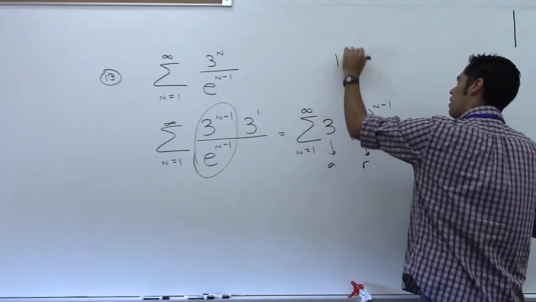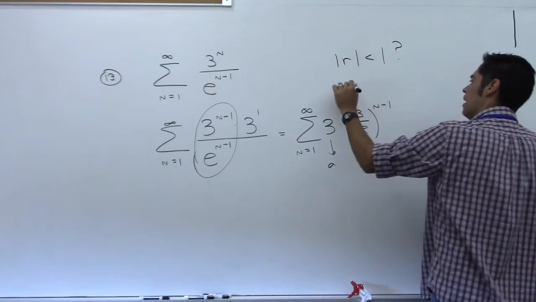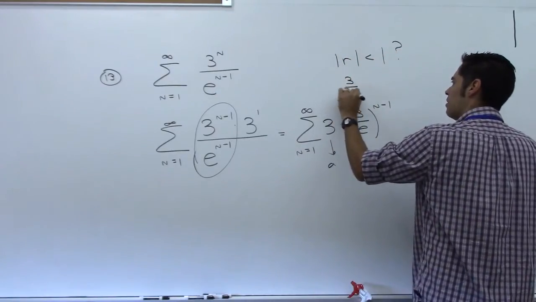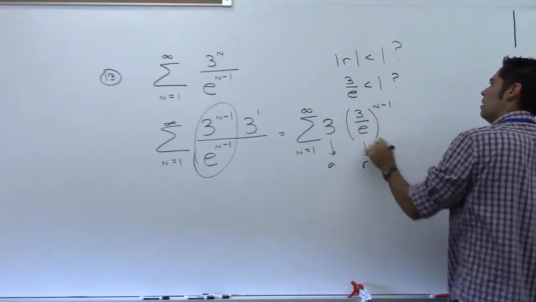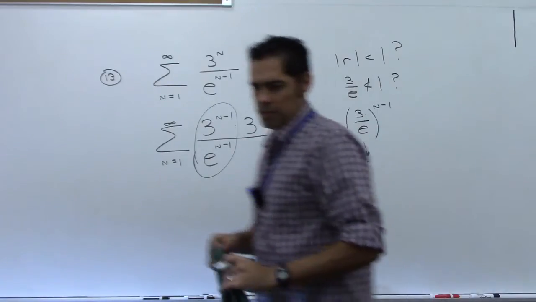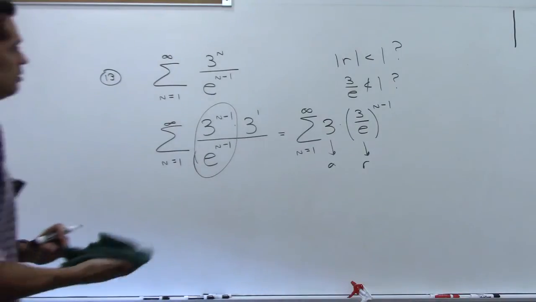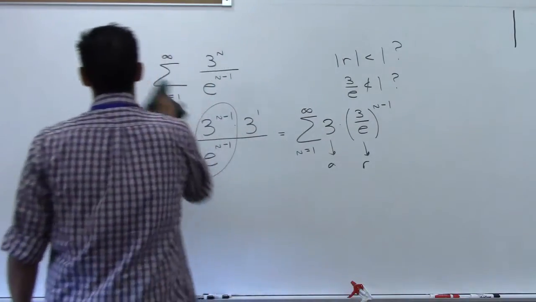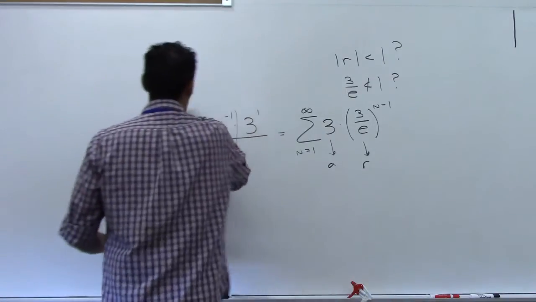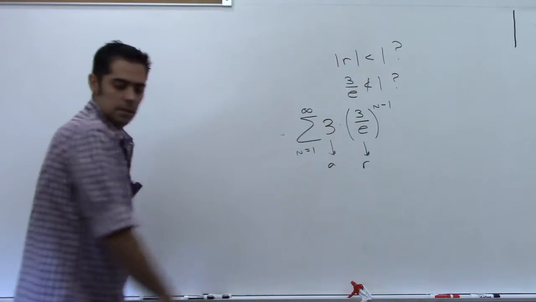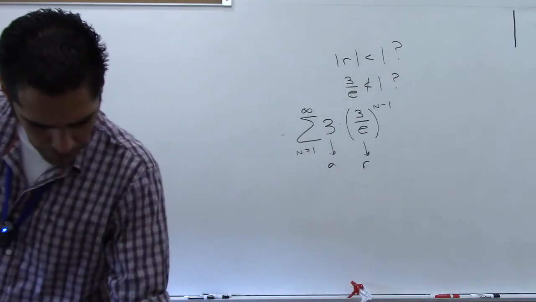But the absolute value of r needs to be less than 1, and the absolute value of r is 3 over e. Is that less than 1? No. E is 2.718 something. So when you try that, it's going to diverge. So this diverges. But it was a geometric series, all right? It was geometric. Let me see about 14.